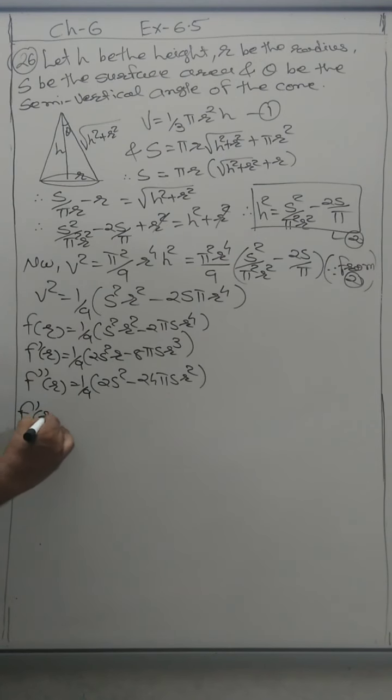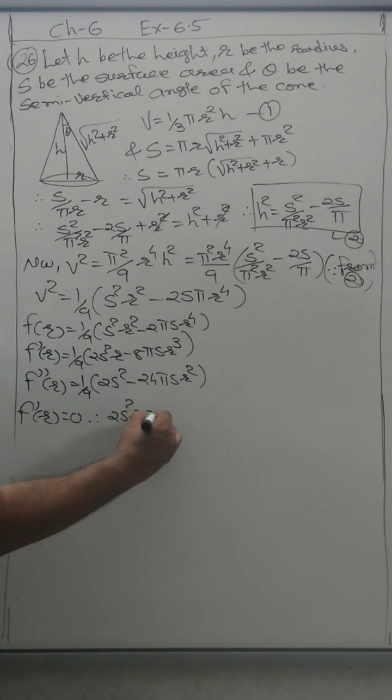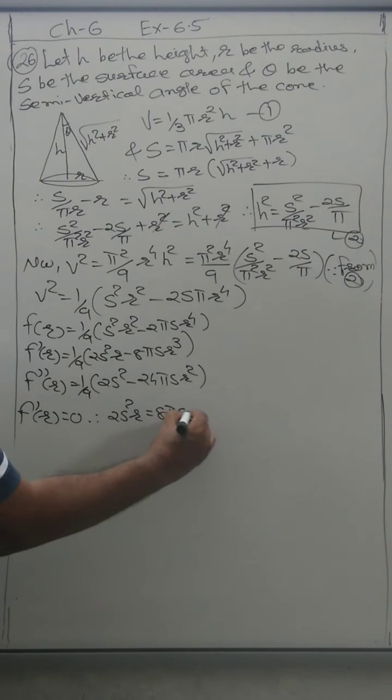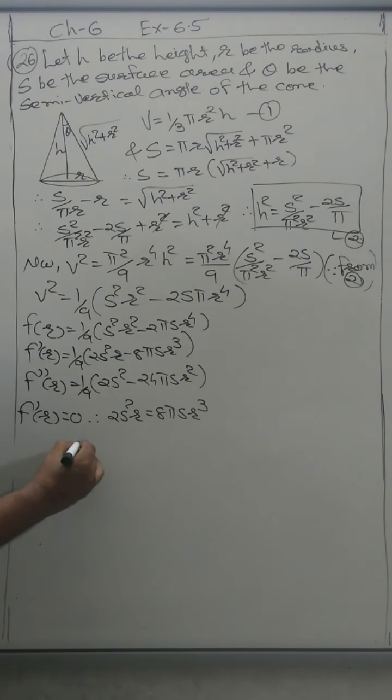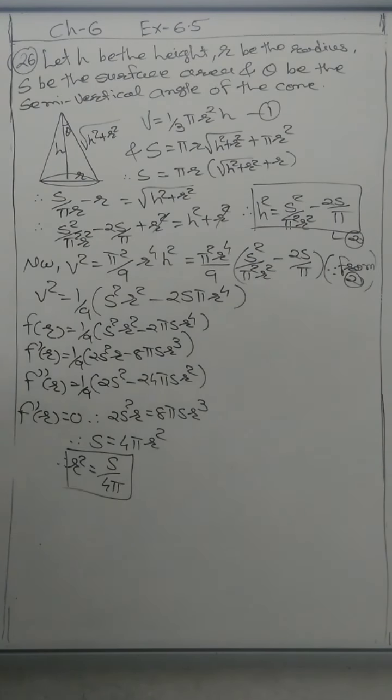Now let f dash r be 0. It means 2 s square r is equal to 8 pi s r cube. Okay, so here 2 is cancelled, one s is cancelled, r is cancelled. So s equals 4 pi r square, meaning r square equals s upon 4 pi. This is our another result. Now we use this result to find the angle.